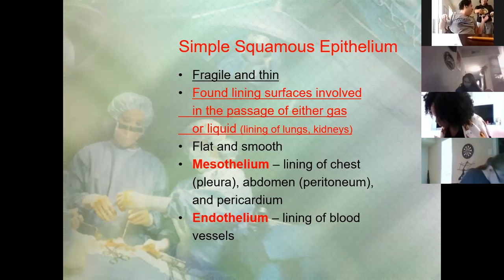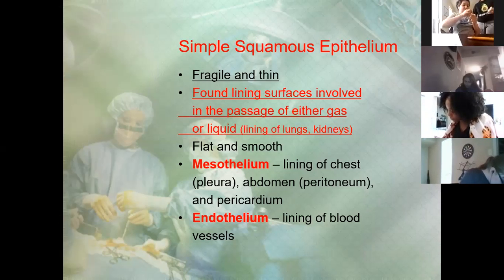Endothelium, this is a lining of very simple squished cells in our blood vessels where we have lots of gases being exchanged, carbon dioxide, oxygen. You guys are talking about that right now in the cardiovascular system in med term.